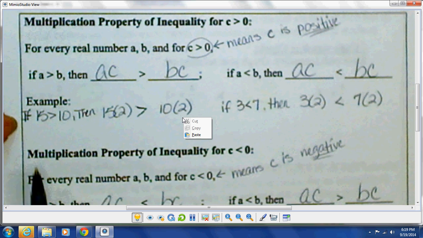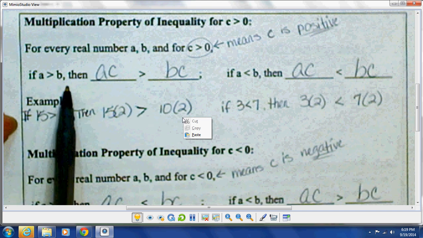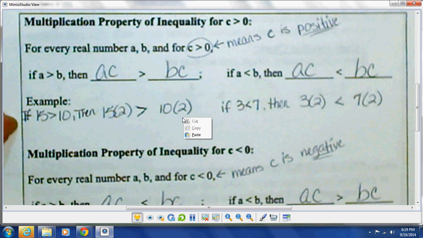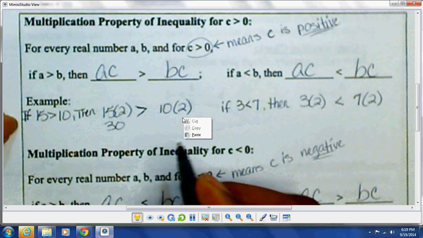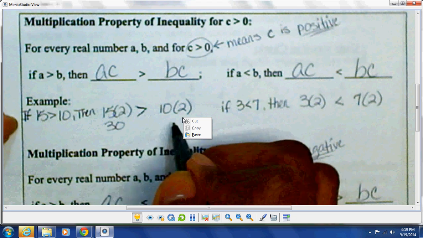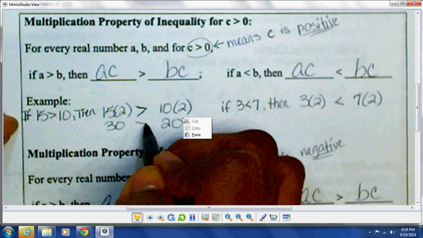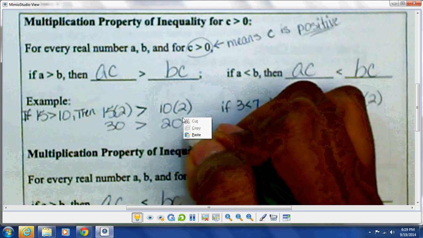So I'm plugging in 15 for a, 10 for b. I'm going to write it like this time so that maybe it will help you to really realize what's going on. You can see the substitution easier. So if 15 is greater than 10, then 15 times 2, which is 30, should be greater than 10 times 2, which is 20. Is that true? Yes, it is. So we do put a greater than symbol in there, and it does check to be true.